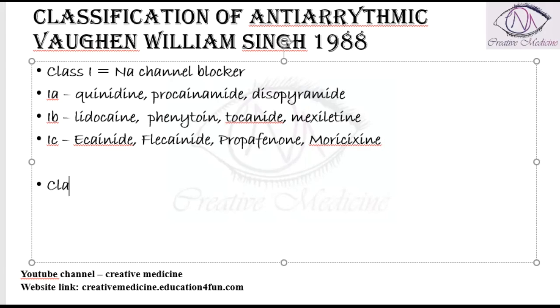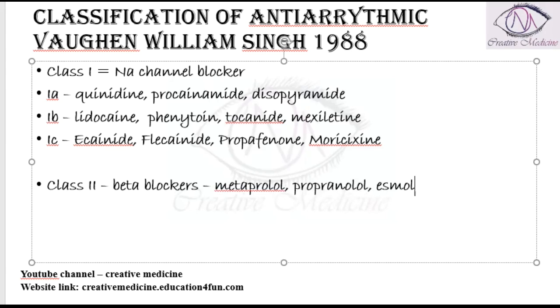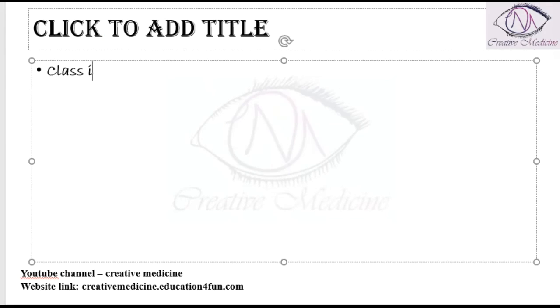Then we have class 2 drugs. Class 2 drugs are beta blockers. The beta blockers used in arrhythmias include metoprolol, propranolol, and esmolol, which are used as antiarrhythmics.